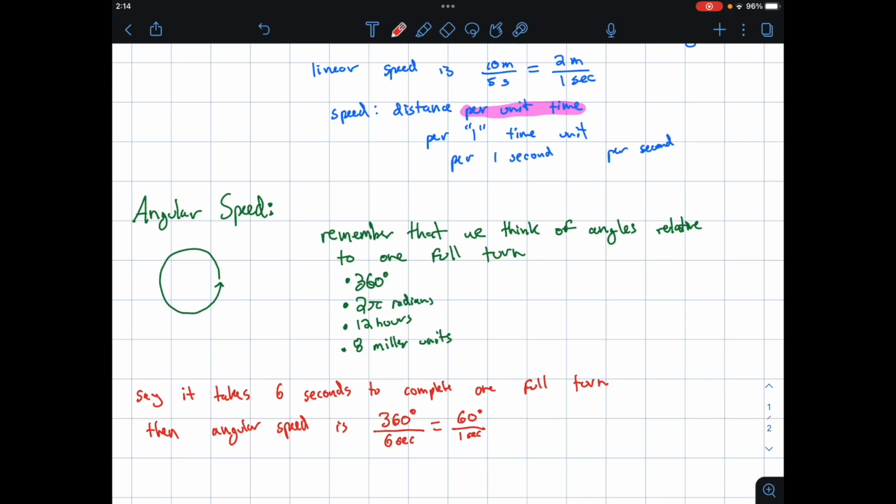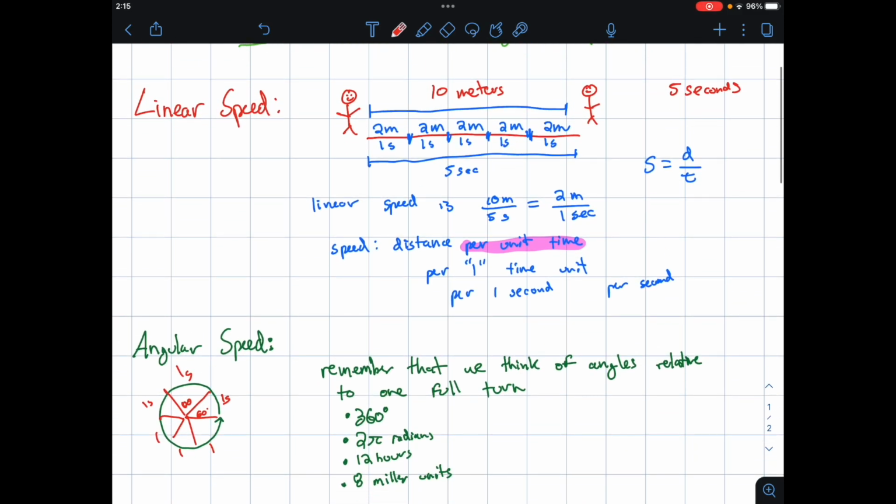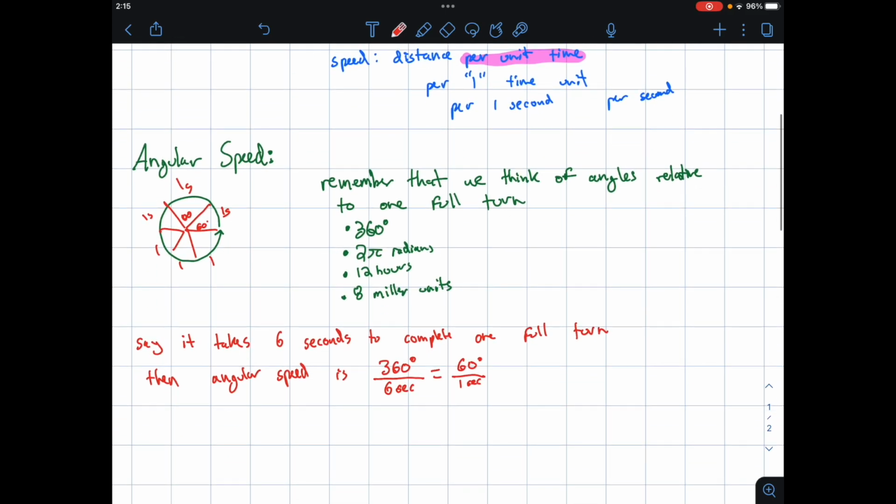Okay, we remember unit time, 1 unit of time. So that means if we go 6 seconds to go all the way around 1 full turn, we are effectively going 60 degrees per 1 second. And we're able to subdivide it, right? 1 second, 1 second, 1, 1, 1. Just like we were able to subdivide our straight line into 5 equal parts for 5 seconds, we can take our turn and break it into 6 parts over 6 seconds, and then realize that it's 60 degrees per second.